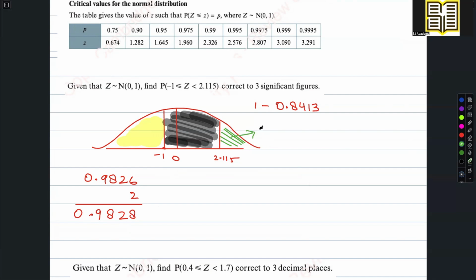Now towards the right-hand side of 2.115, we can just see that this area must be less than 0.5. So this will be 1 minus 0.9828. Now let's say this is equal to x and this is equal to y. This area was x and this area was y. To get the area in between, we can just subtract the sum of x and y from 1. And this will give us the probability between -1 and 2.115.